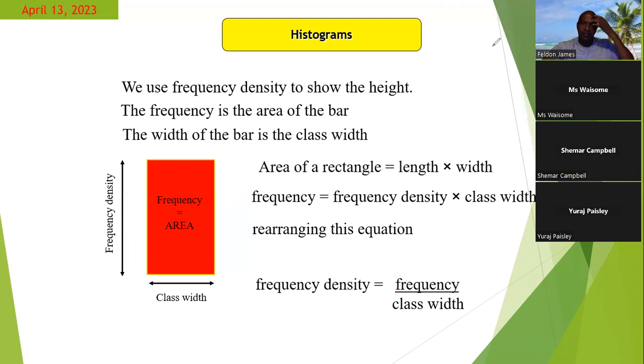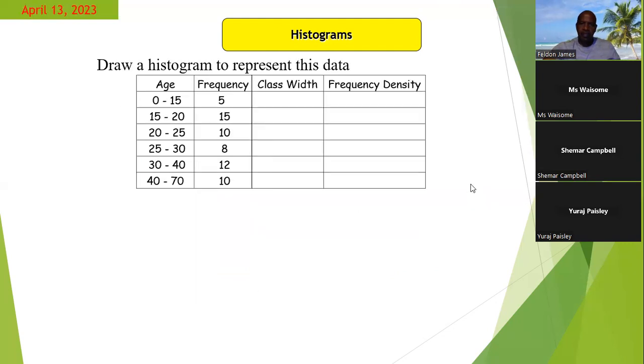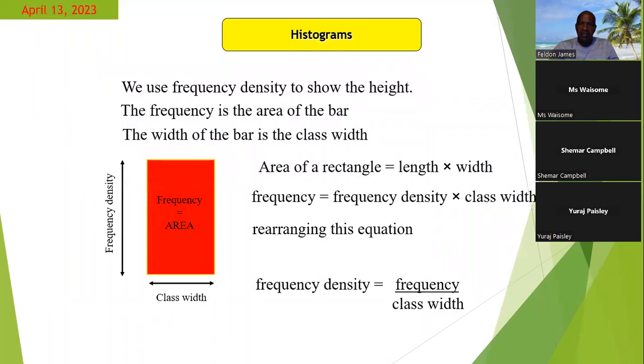All right, moving along. All right, look at this now. Let us go back here just to remind you of how we get the frequency density. How do we get the frequency density, guys? Divide the frequency by the class width.